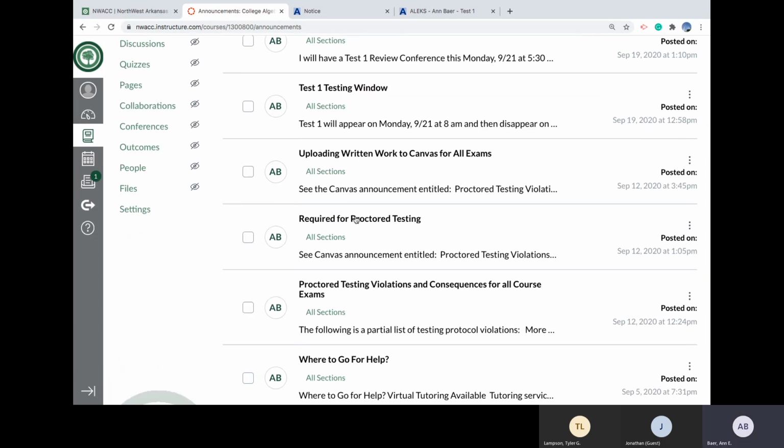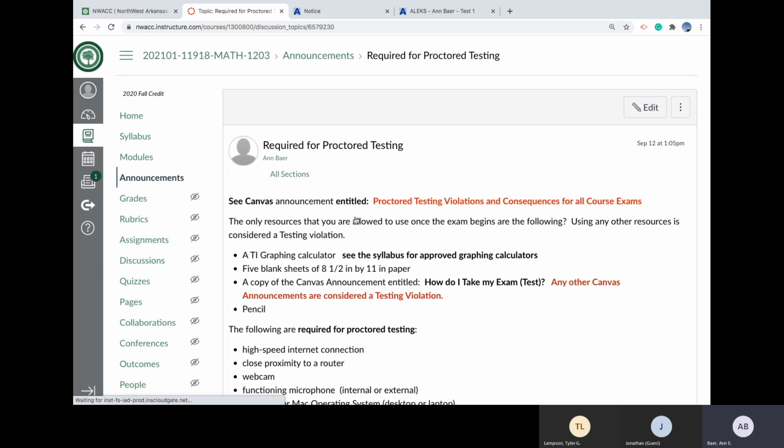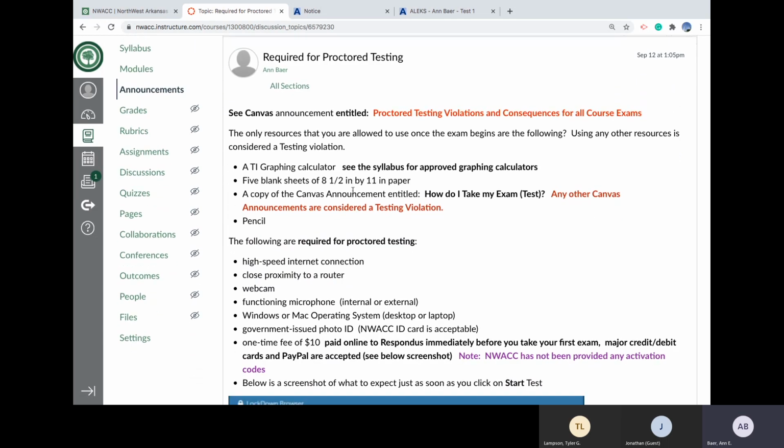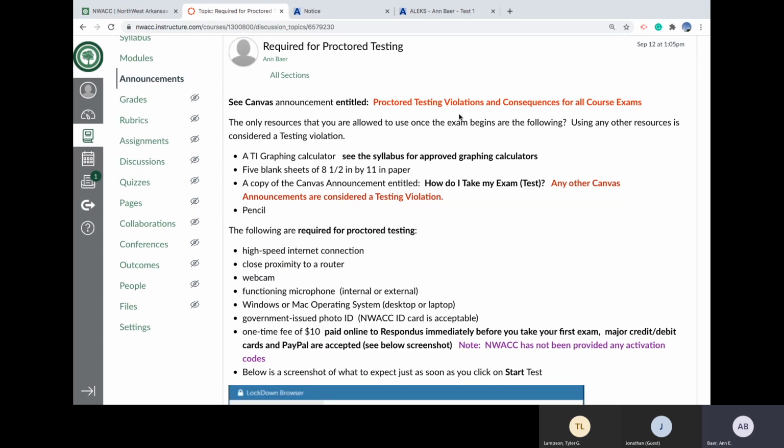Required for proctored testing. Let's just take a look at this. Again, it's telling us that we want to see that proctor testing violations and consequence document, and we need to take a look at that. The only resources you are allowed to use once the exam begins are the following. Using any other resources is considered a testing violation. A TI graphing calculator. See the syllabus for approved graphing calculators. I would encourage you to have one.